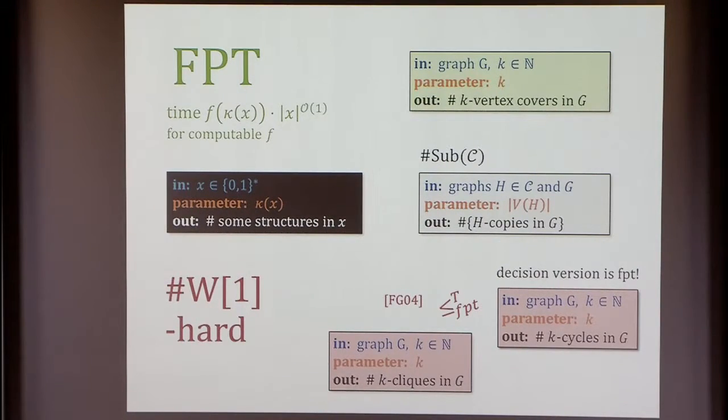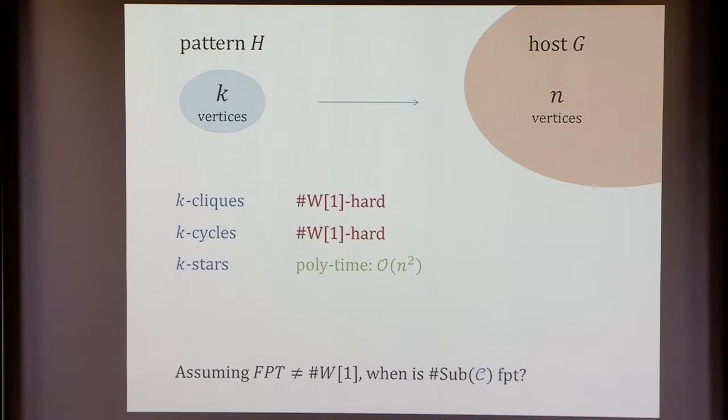Okay, and of course, for the general subgraph problem, this will have to depend on the class C. Let's just gather what we learned so far. The new assumption that we can use now is that FPT is not equal to #W[1]. We're going to ask when the subgraph counting problem from the class C is fixed-parameter tractable. Then cliques are hard, cycles are hard, and k-stars, well, they stay polynomial time.